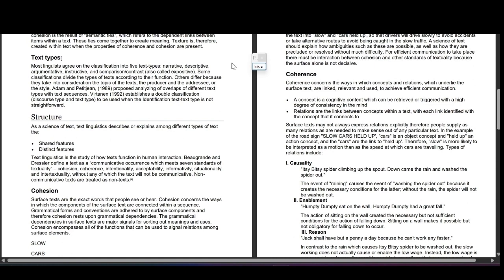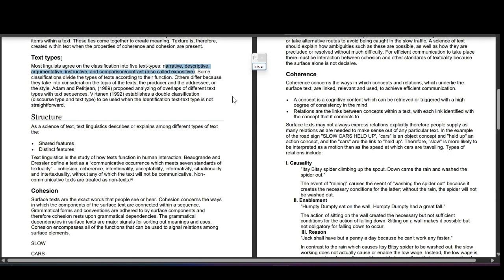Then we can find some text types. Actually, we have, let's say, around five text types, sometimes seven, but the more usual is five. We have narrative, descriptive, argumentative, instructive, and comparison or contrast, that sometimes is called expositive. As I said before, some classifications divide types of text according to their functions. Others differ because they take into consideration the topic of the text, the producer, and the addressee or the style.